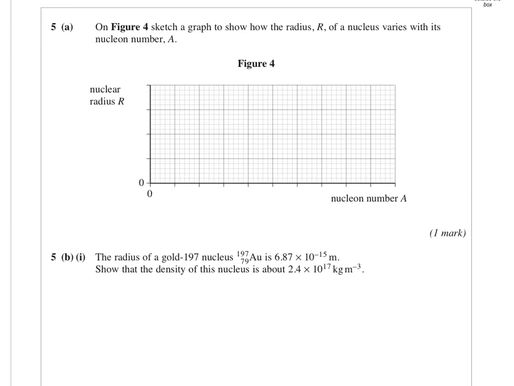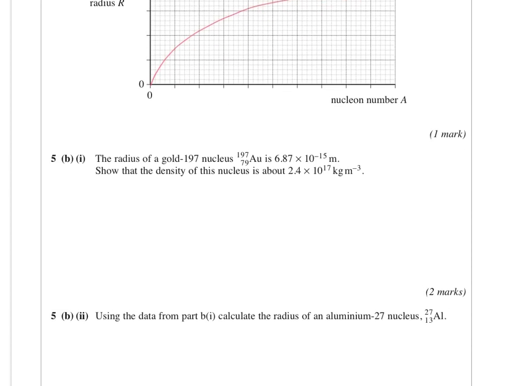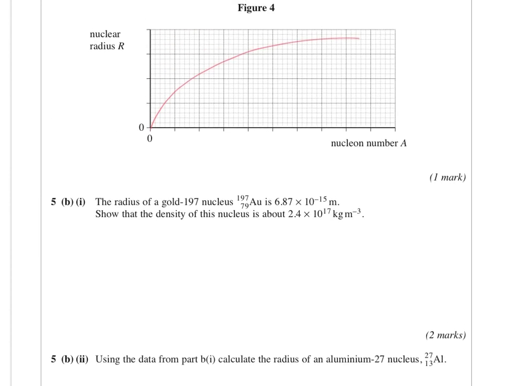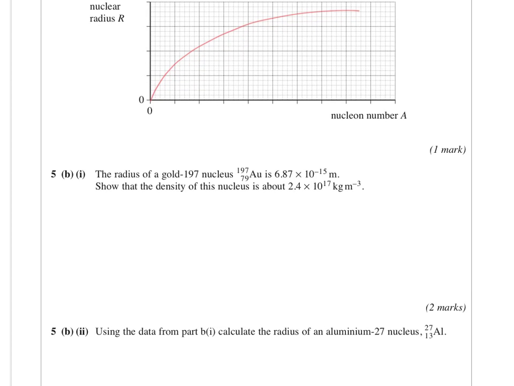Move on. Okay, a nuclear radius question. So sketch on the graph to show how the radius of a nucleus varies with its nucleon number. So we know this equation is to the power of a third, so we're going to go kind of like this, and your gradient's going to decrease as you increase nucleon number. The radius of a gold nucleus is this value. Show that the density of the nucleus is about 2.4 times 10 to the 17 kilograms per meter cubed.